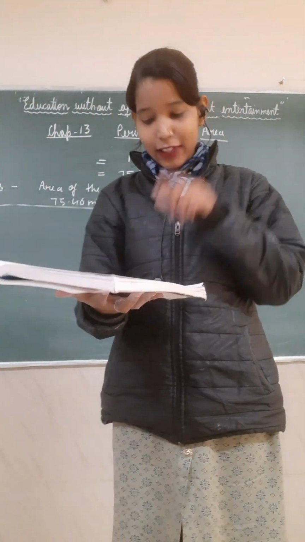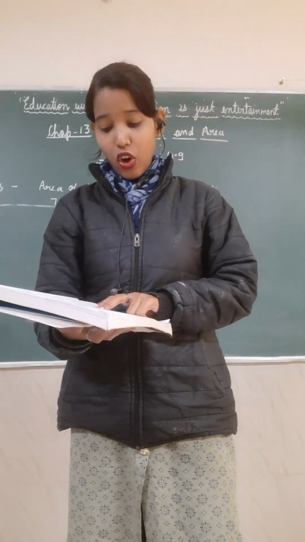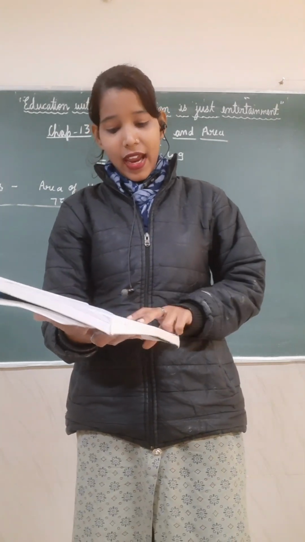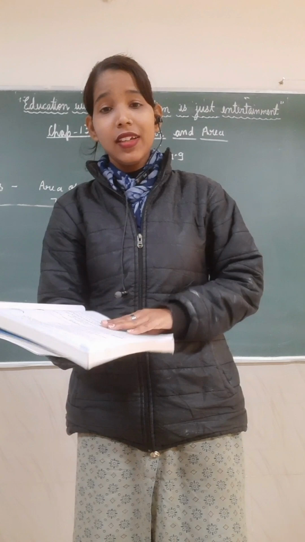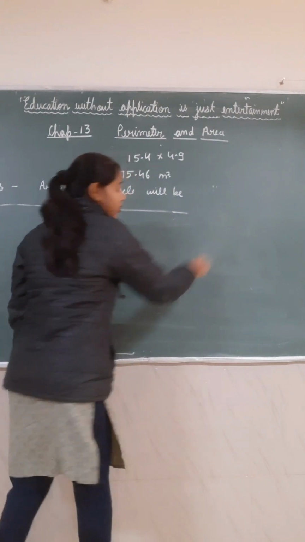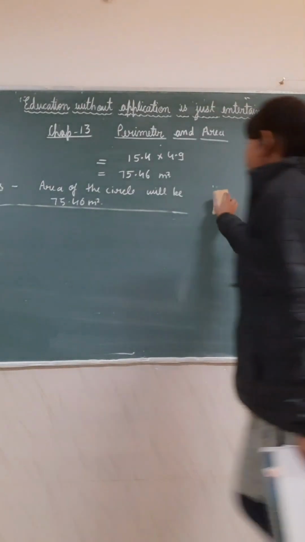Question number 4 is, the minute hand of a tower clock is 1.4 meter long. How far does the tip of the hand move in 1 hour? It's very easy, right class? It's very easy. Look here, this is a clock. I think you all have done this.